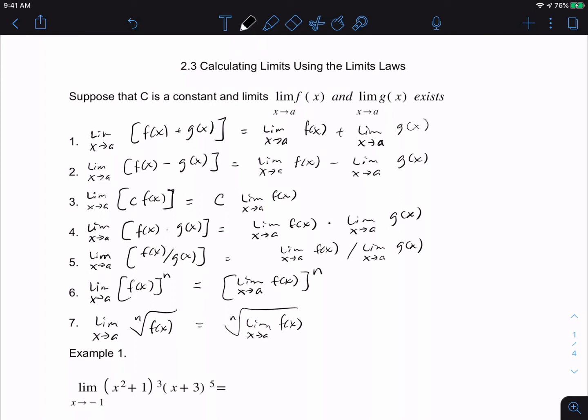Okay, let's do an example so you guys can see this. Do you guys need a second to finish copying these down? I'll wait a second.